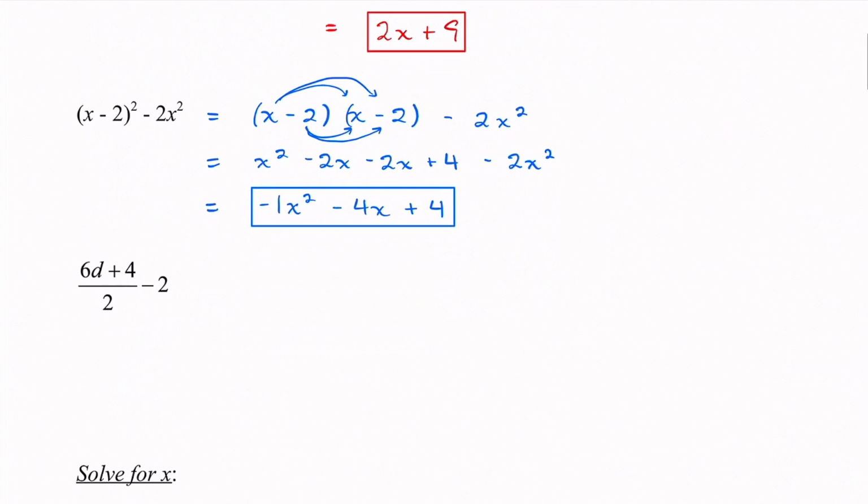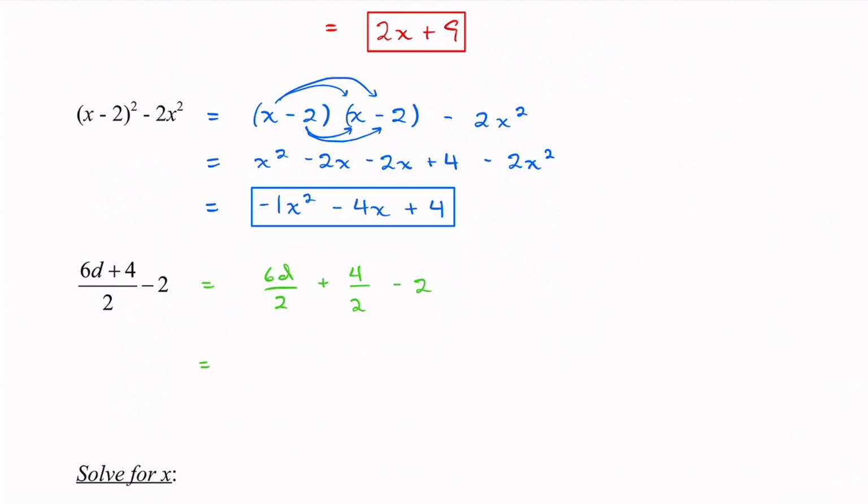Looking at the next one, we got 6d plus 4, all divided by 2, and then subtract 2. Whenever you have something like this, you should divide this by 2, and this by 2. You can't just do one or the other. It has to be both. So what I always do is I divide them both by 2. I break them up like this, so that way I don't forget to divide them both by 2.